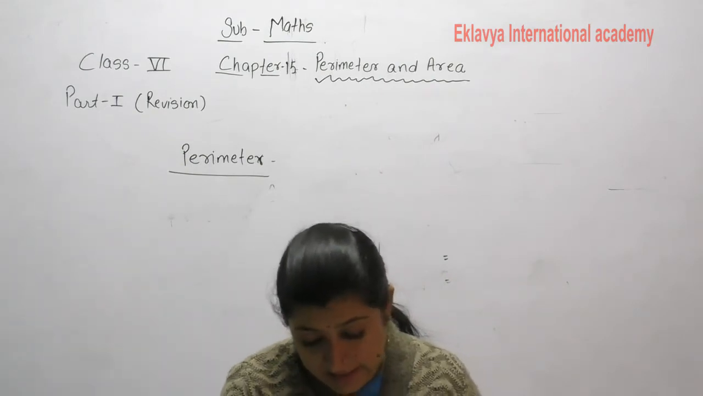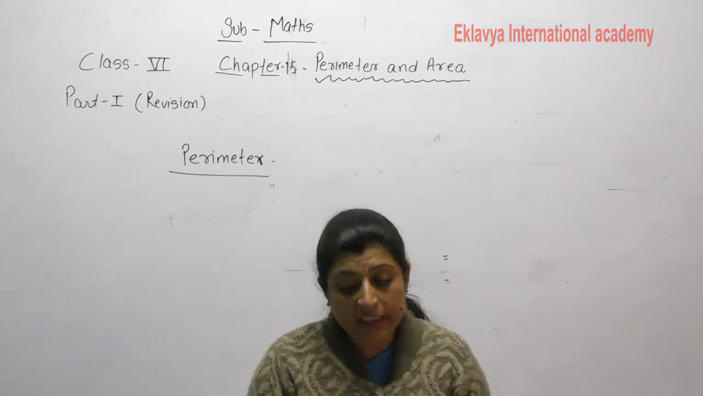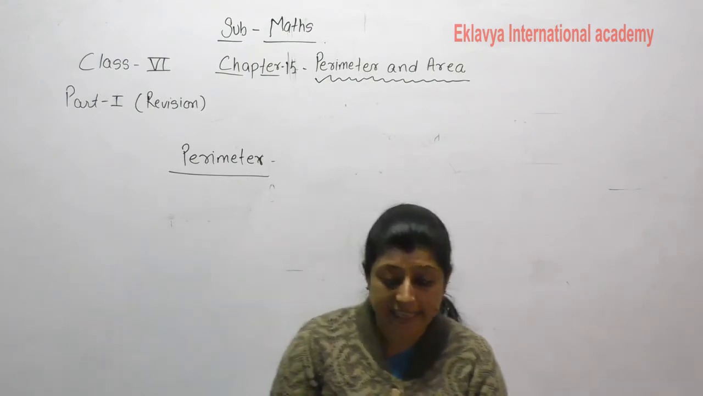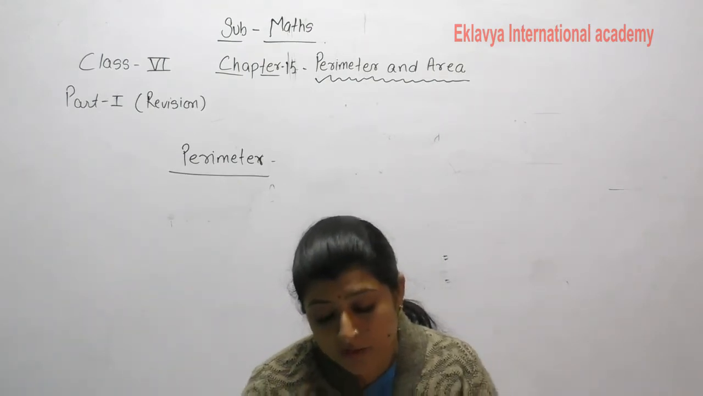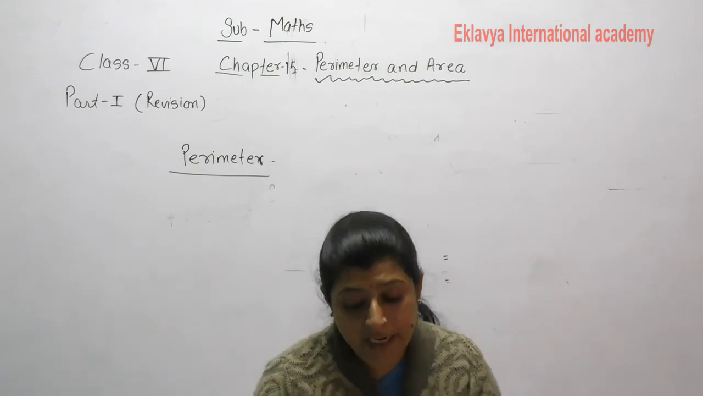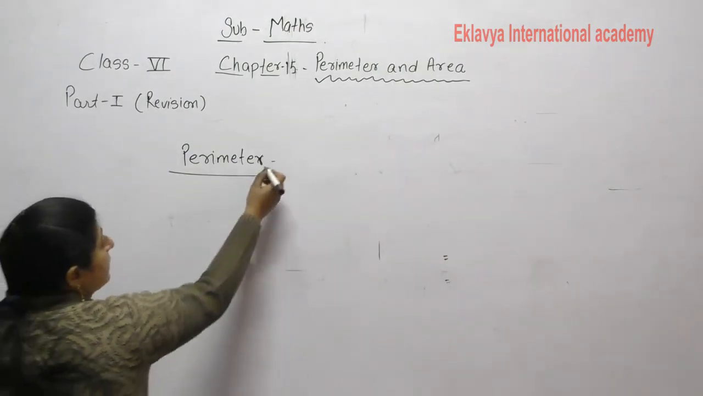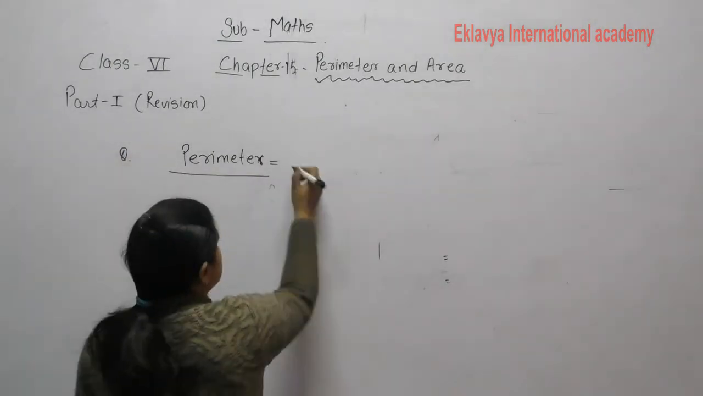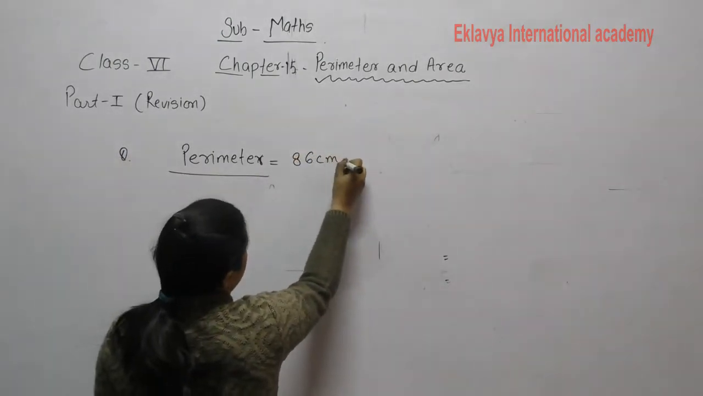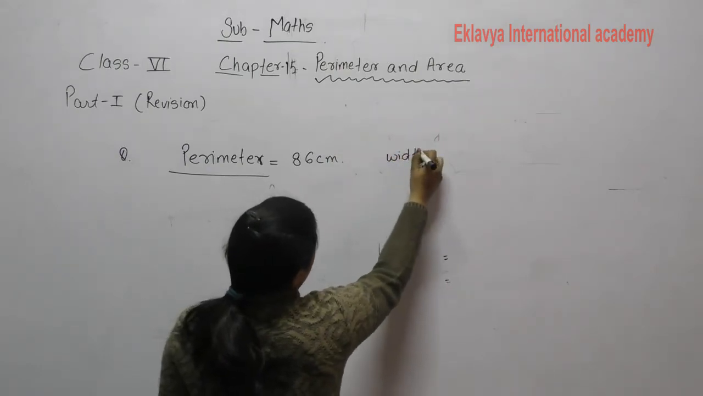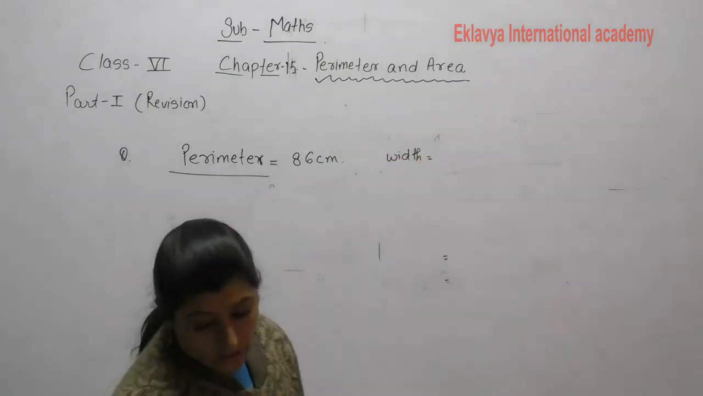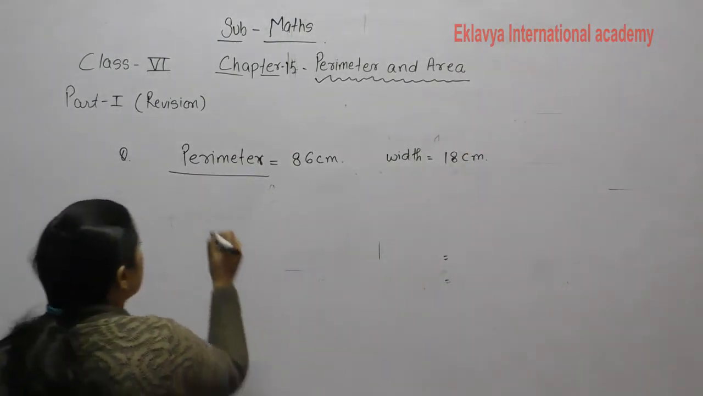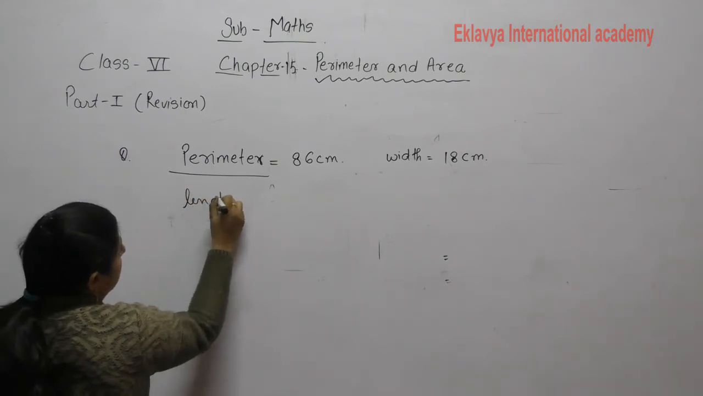See in this exercise, find the length of the rectangle. Exercise 15A, question number 2. Find the length of the rectangle if the perimeter and width are given. It is given to you that perimeter is equal to 86 centimeter, width is equal to 18 centimeter. And you have to find out the length of the rectangle.